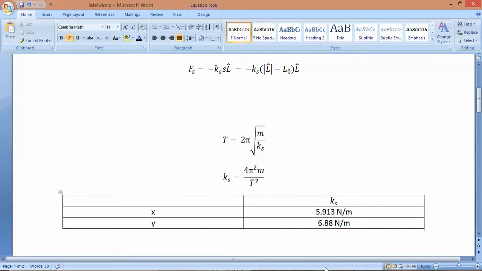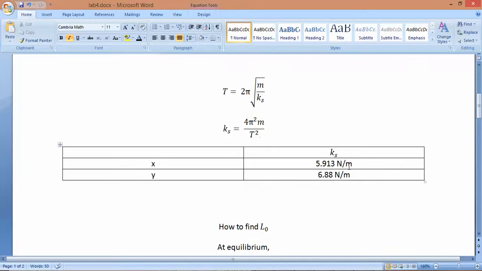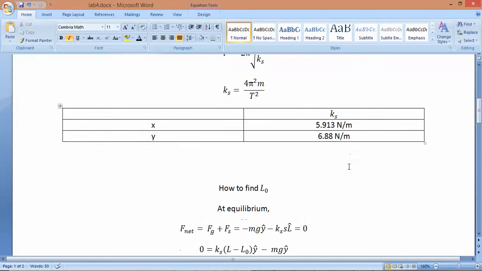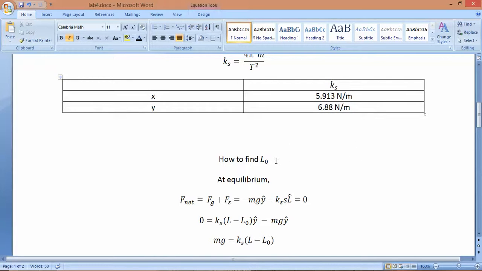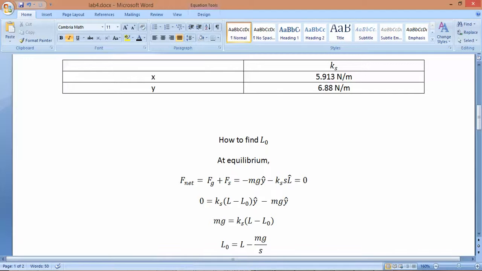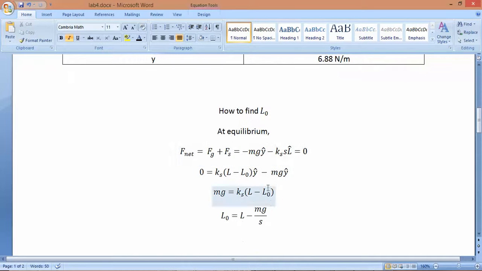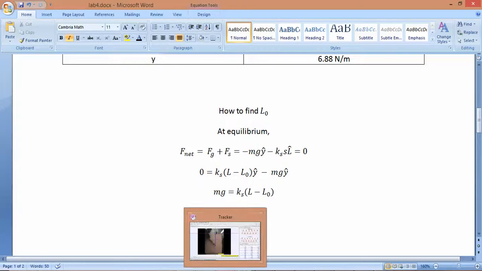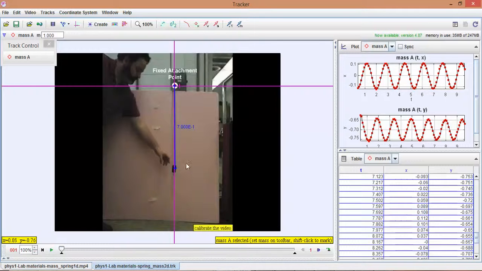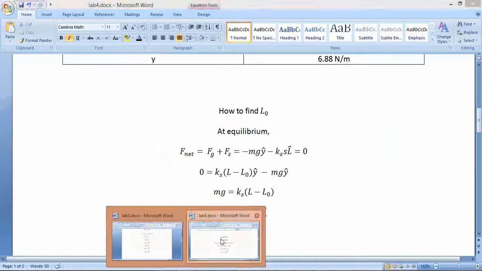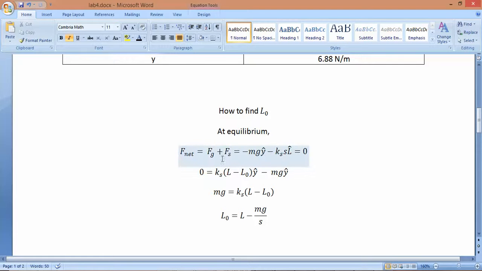I used in my computational model the 6.88 newtons per meter because it was slightly more accurate in the y direction. Now that we have the spring constant, we can find the relaxed length, L0. So at equilibrium, the net force equals 0, and this point is right here, and that's where we can calculate this relaxed length of the spring. So we know that the net force equals 0, and so the force of gravity plus the spring force equals 0.